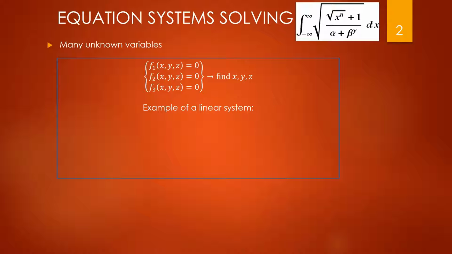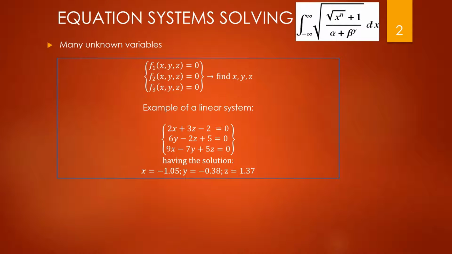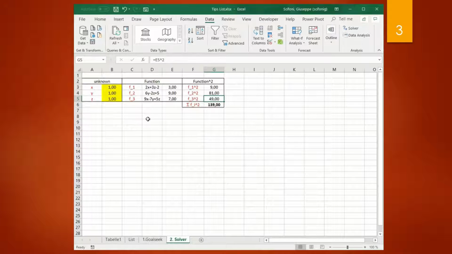Let's take an example of a linear system. We know that the solution is x minus 1.05, y minus 0.38, and z 1.37. But let's see how Excel is solving it. We prepare here a table. At the very left side, we put the unknown x, y, and z, and we fill in some guess values. Let's put 1 for everybody.